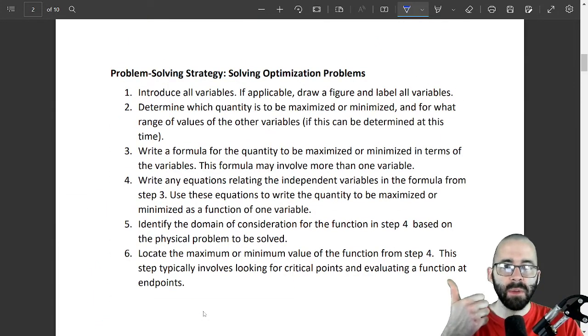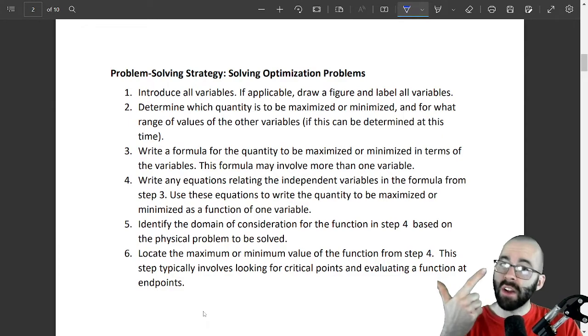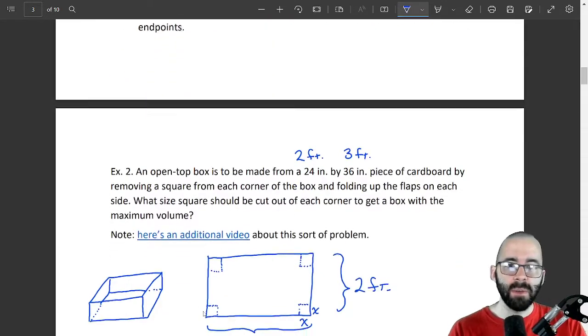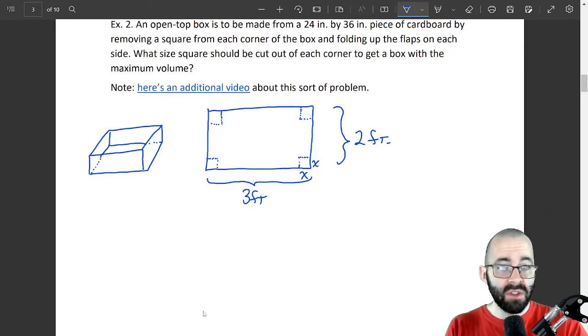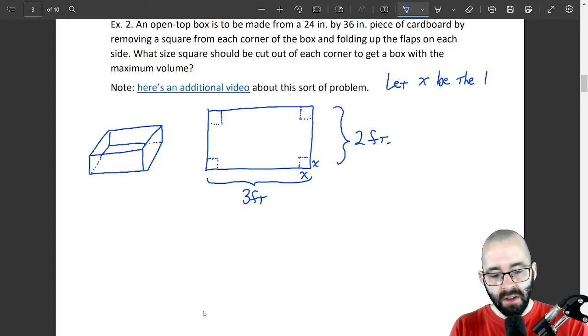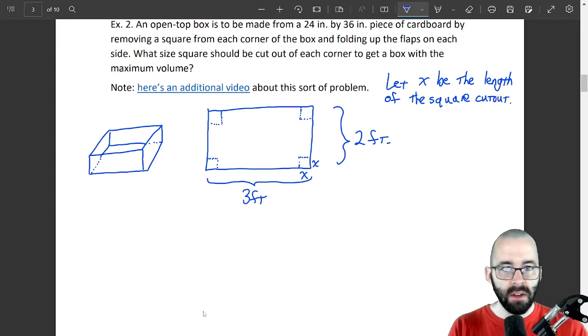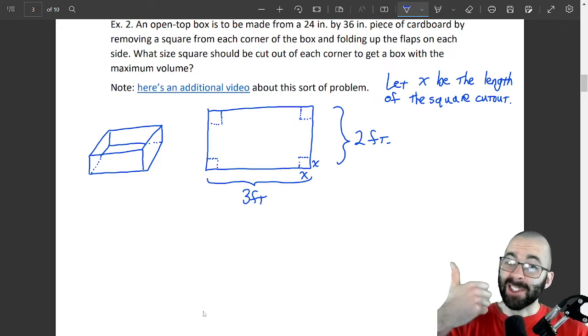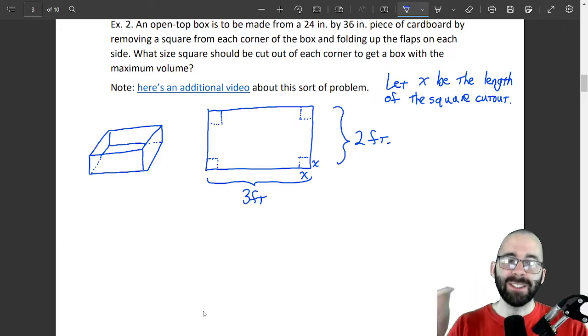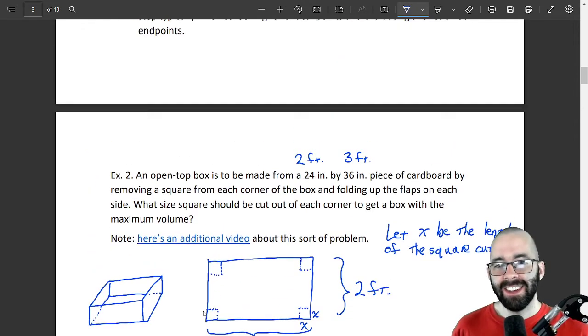All right, introduce all variables. Maybe we've done that. We've drawn a picture and we've labeled all the variables. If we really want to be super duper precise and great math people, we would say let X be the length of the square cut out to make it really clear. All right, labeling it in the picture is good enough for me, but writing this out on the side, that's really good. That's like smiley face while grading good.